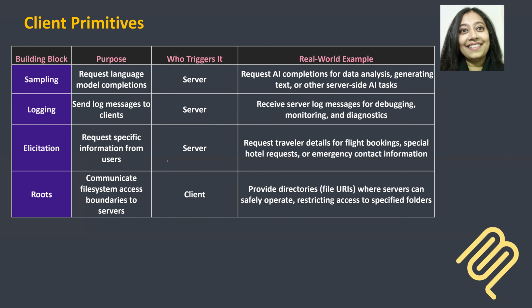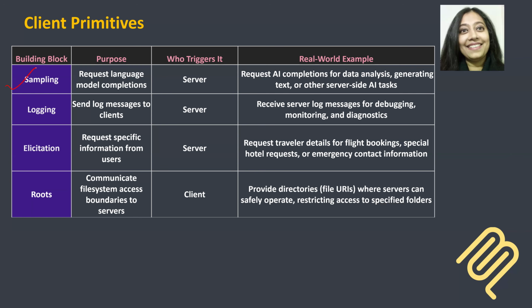Primitives are nothing else but basic building blocks. The first one is sampling. Now, I have discussed sampling in detail in the previous parts, but sampling, as for me, is a misnomer. It should actually be completion, because what sampling does is essentially a request that the server tells the client to complete on its behalf.